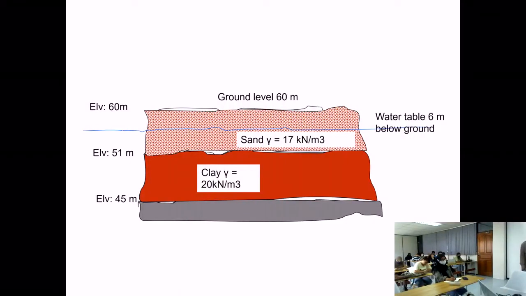Okay, this is usually what happens. What you see here is a cross section of land, of soil below. Elevation 60 meter is supposedly your ground level where I am standing, and there is a sand with a thickness of, in this case, 9 meter, and below the sand there is clay, right? Clay another 6 meter, and of course down there is a hard layer of soil.